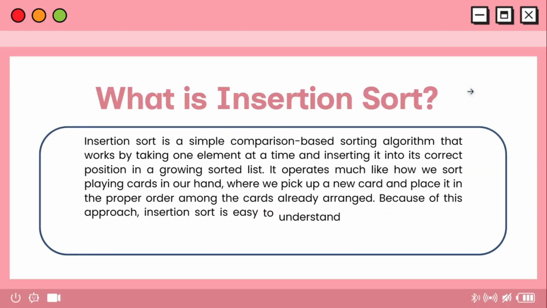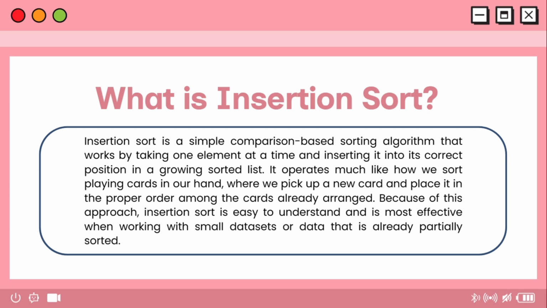What is insertion sort? Insertion sort is a simple comparison-based sorting algorithm that works by taking one element at a time and inserting it into its correct position in a growing sorted list. So insertion sort takes each element one by one, starting from the left and working towards the right until it is arranged from smallest to biggest. It operates much like how we sort playing cards in our hand, where we pick up a new card and place it in the proper order among the cards already arranged.